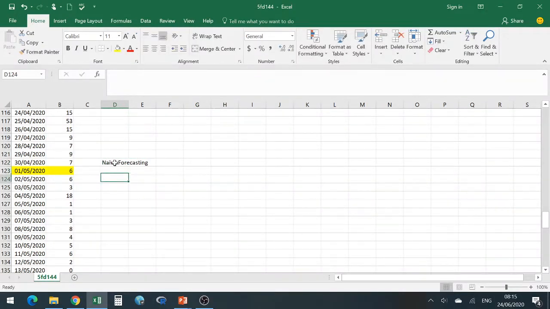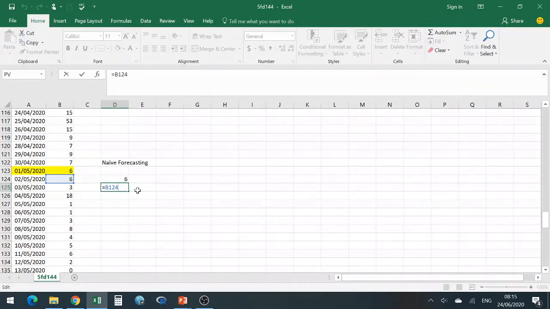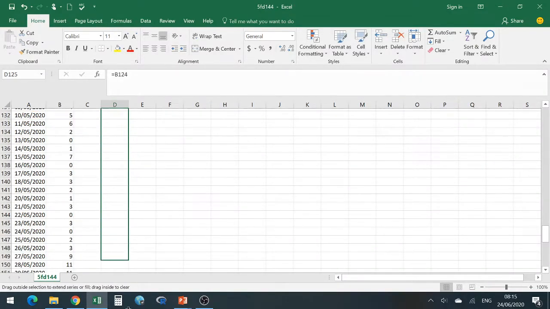Naive forecasting is simply that you assume the next day, May 2nd, is going to be the same as the day before. Then the next day, May 3rd, you assume it is the same as yesterday. Then we just forecast like this.